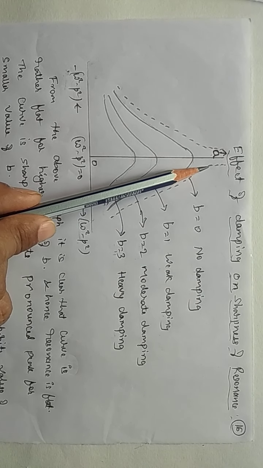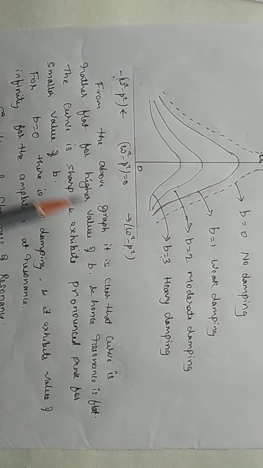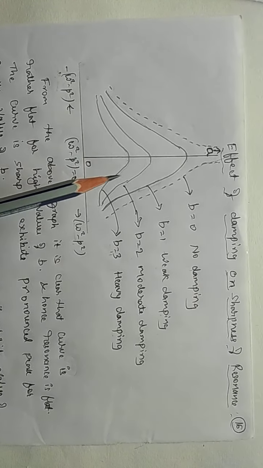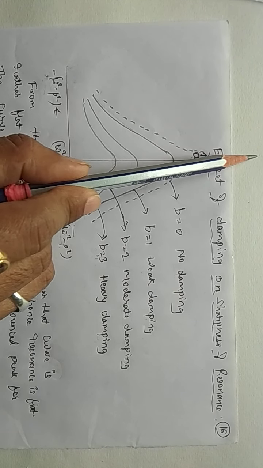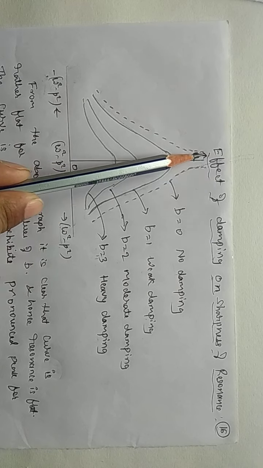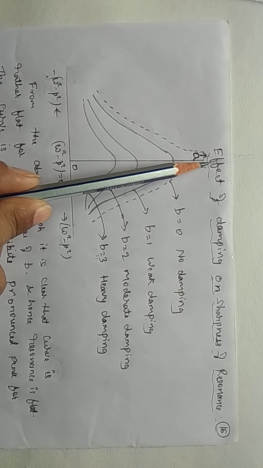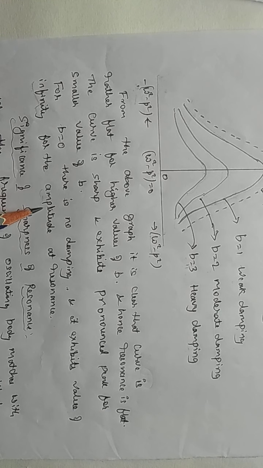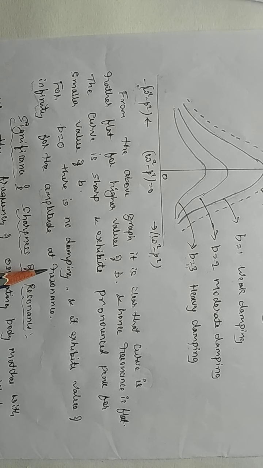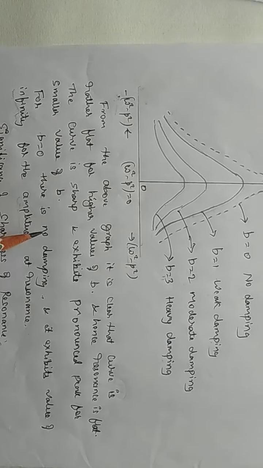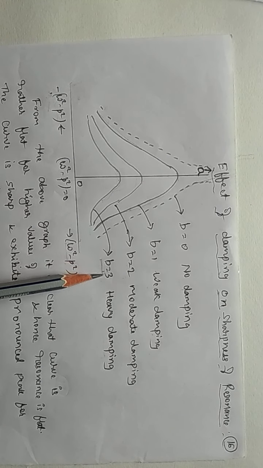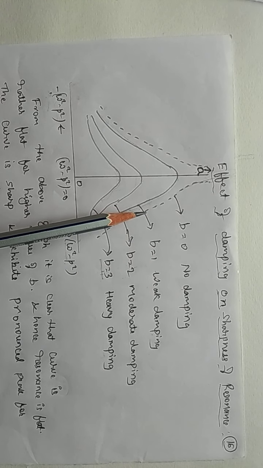So almost we are going to get the peak. For B equal to 0, there is no damping, and it exhibits a value of infinity for the amplitude at resonance. Practically it is very difficult to find at what point this is achieved, so in general we take it that at infinity we get the maximum amplitude for that particular resonance condition. So the curve is flat for higher values of B, and as the B value decreases, the curve becomes sharp.